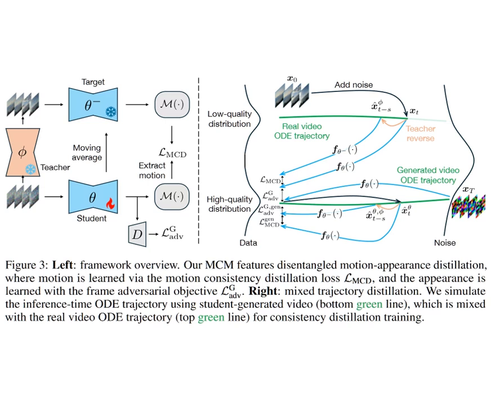But I'm guessing they didn't stop there, right? Of course not. There's always more to explore and refine. They did a deep dive into the model itself, testing which components were most critical to its success. This is what's called an ablation study, where you systematically remove different parts of the model and see how it affects performance. So like taking apart a clock to see which gears are essential to keep it ticking. Exactly. And they found that both the disentanglement of motion and appearance, as well as the mixed trajectory distillation technique, were absolutely crucial for achieving those stellar results.